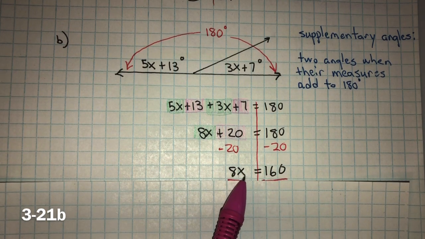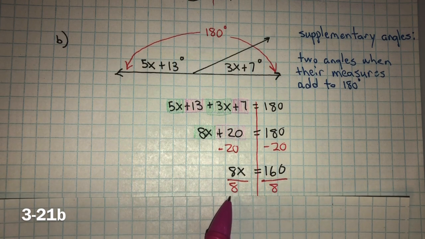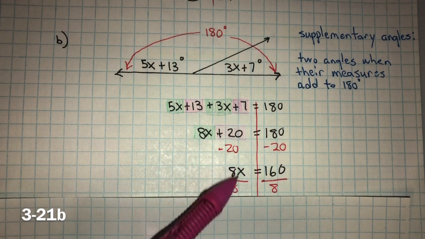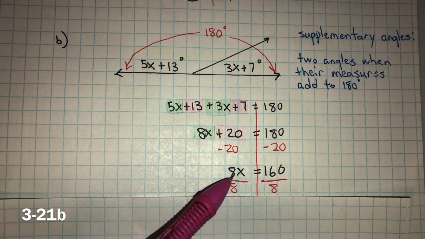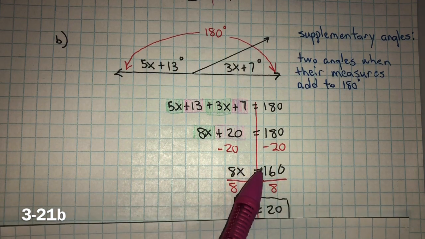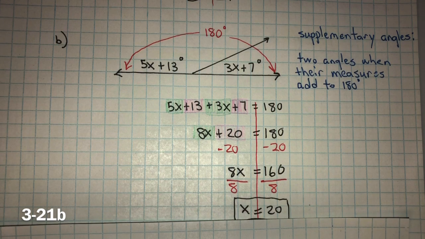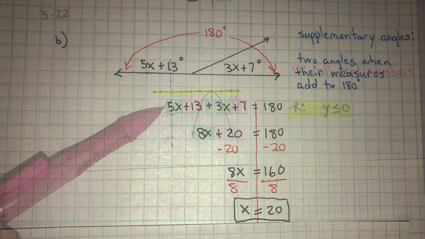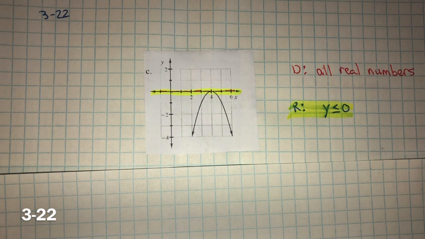8 multiplied by x, it's multiplication. Inverse property of multiplication is division. So now we're dividing by 8 because it creates the giant 1. 8 divided by 8 is 1. 1 multiplied by x is x. And then 160 divided by 8 is 20. So x equals 20. For problem 322, we need to determine the domain and range for each of the graphs.